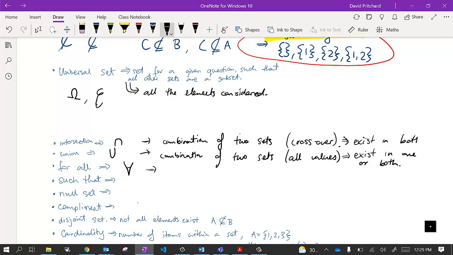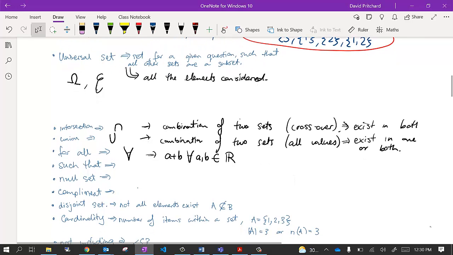For all, this symbol allows you to apply some operation or process to the variables you're using within a set. So we might say something like a plus b for all values a and b, which are elements of the set of real numbers. So that's saying that we'll consider the sum of all values a and b, where a and b just have to be a real number. Such that sets a condition on some elements, or sets a condition to define a set. We might say something like x such that 2x plus 3 is equal to 5.